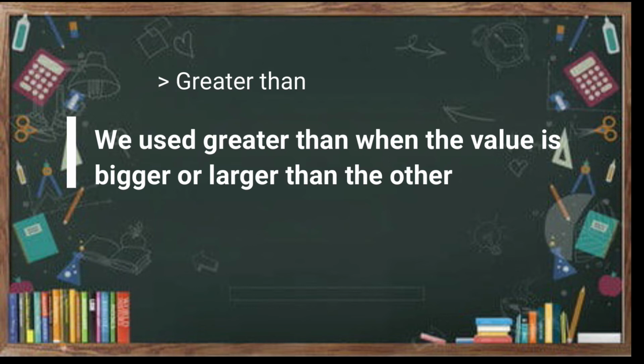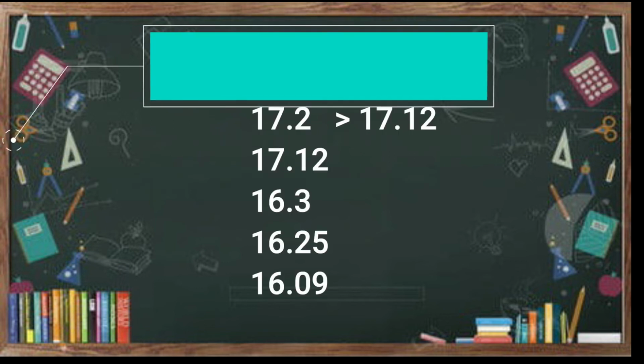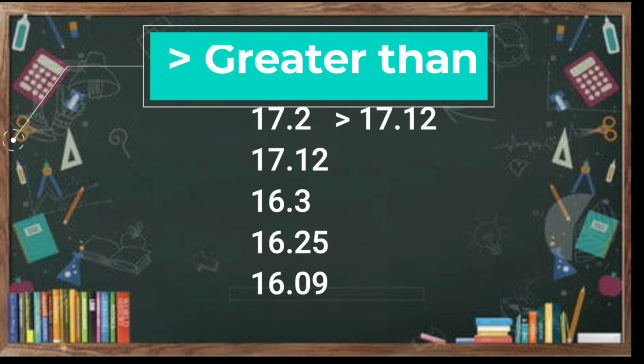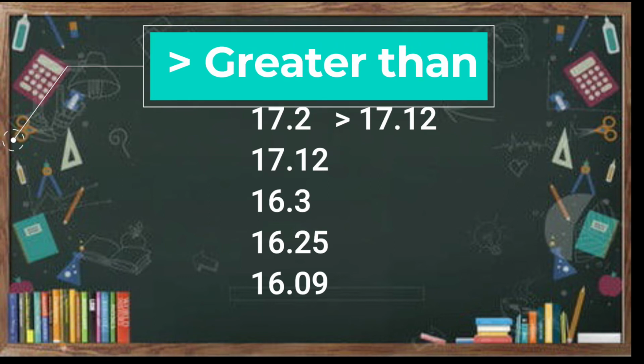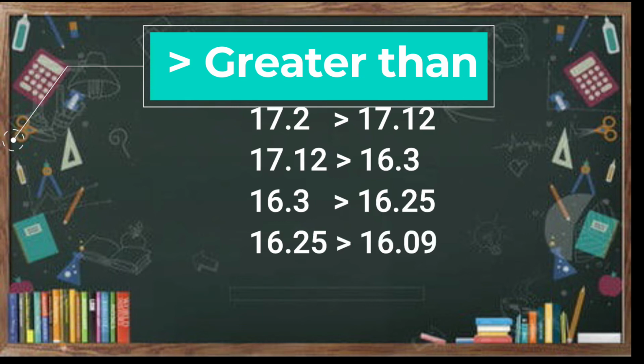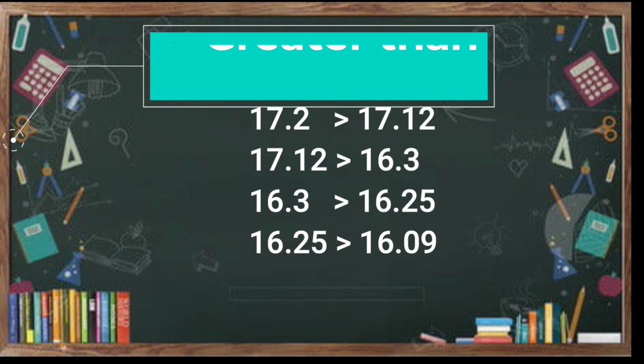So from the example, we have 17 and 2/10 is greater than 17 and 12/100. 17 and 12/100 is greater than 16 and 3/10. 16 and 3/10 is greater than 16 and 25/100. 16 and 25/100 is greater than 16 and 9/100. Alright.